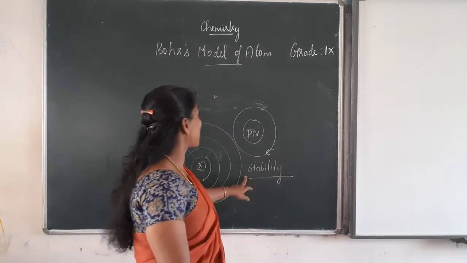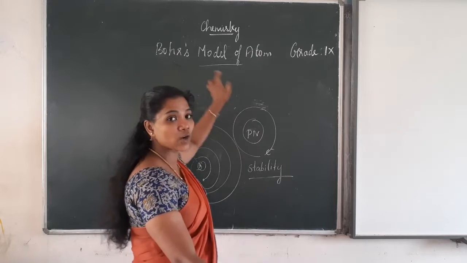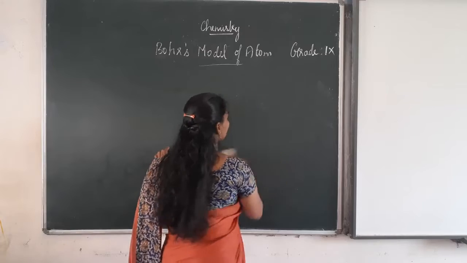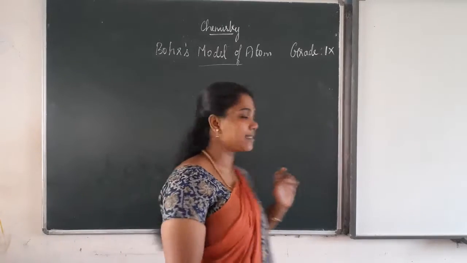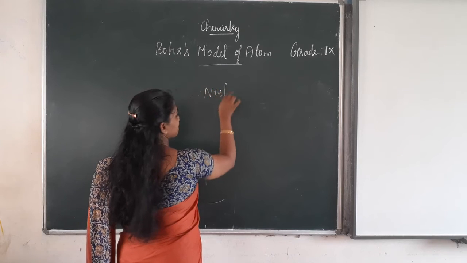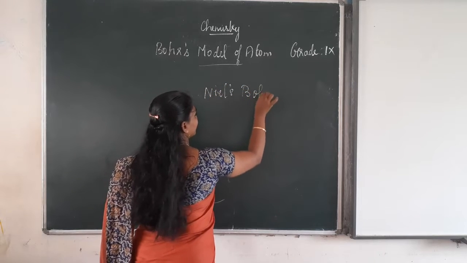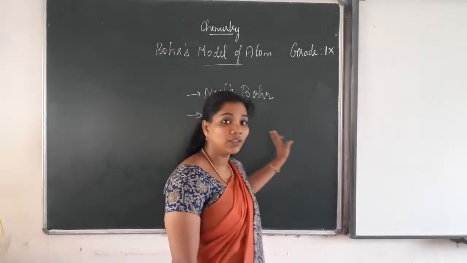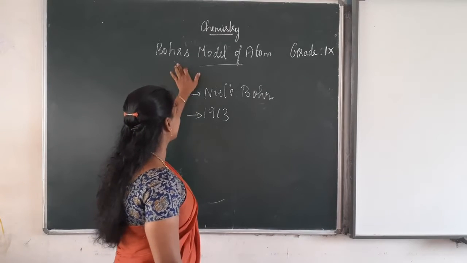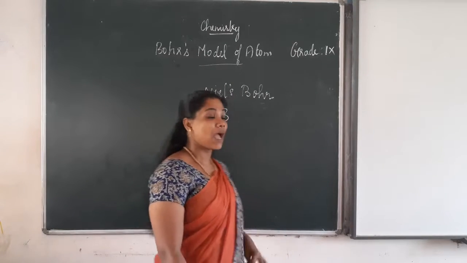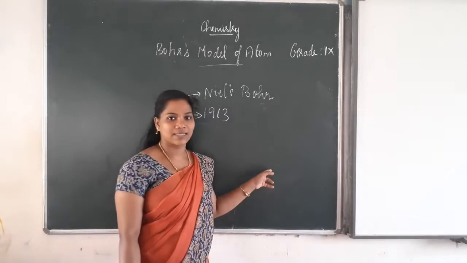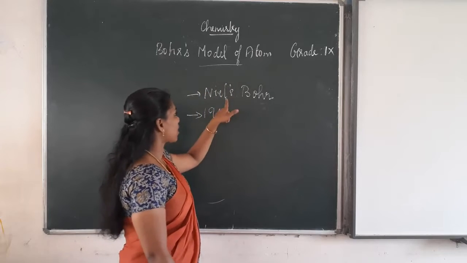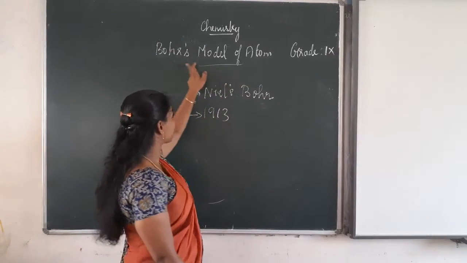The stability of the atom was explained by the next scientist, Niels Bohr. What's the scientist's name? Niels Bohr. So this drawback was explained by Niels Bohr in the year 1913. He postulated a theory called Bohr's model of atom, and he explained the stability of the atom. Shall we see? The full name of the author is Niels Bohr, hence it is also called the Bohr model of atom.